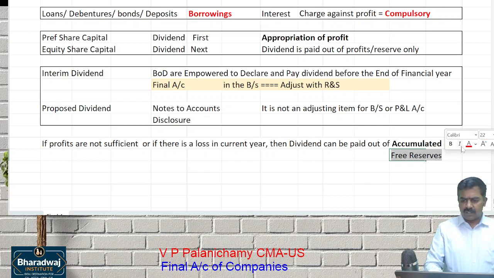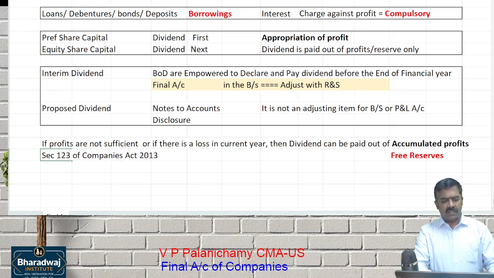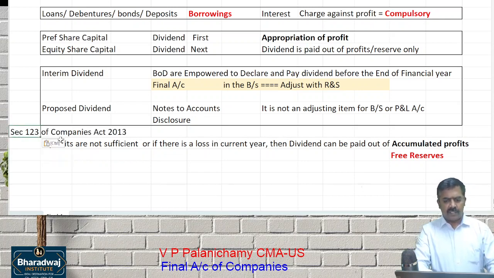You can pay out of which one? Free reserves. Any reserve which is not restricted, that you can take it and pay it. Section 123 of Companies Act 2013 deals with how to pay dividend out of which one? Past accumulated profits. We'll see the rules.